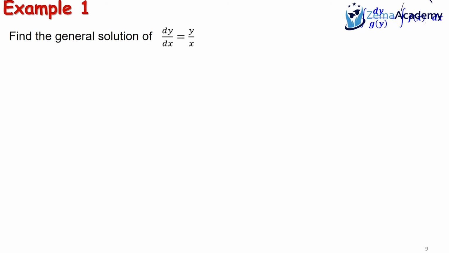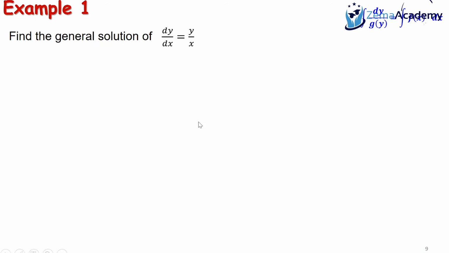So normally in variable separable, when you are asked the question, it generally starts with this statement: find the general solution of. So one of the clues is that when you look at the equation and you find the general solution of, think of it as variable separable. So find the general solution of this, dy by dx equals y over x.